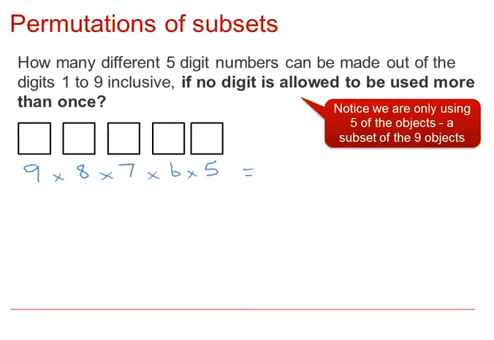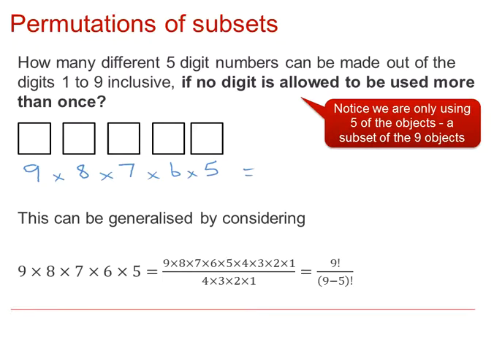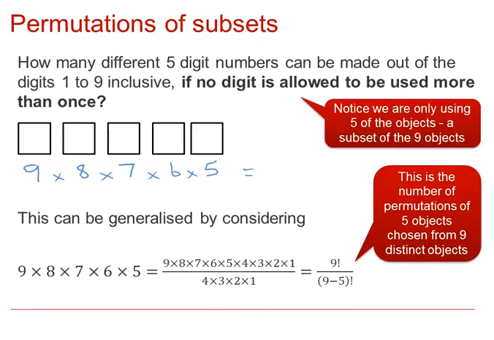But there is another way to look at this. It can be generalized by considering that if you divided 9 factorial by 9 minus 5 factorial, we would get the same number. This is the number of permutations of 5 objects chosen from 9 distinct objects.